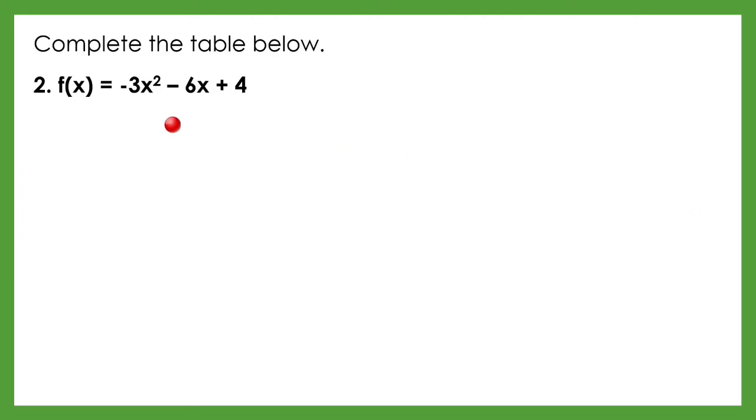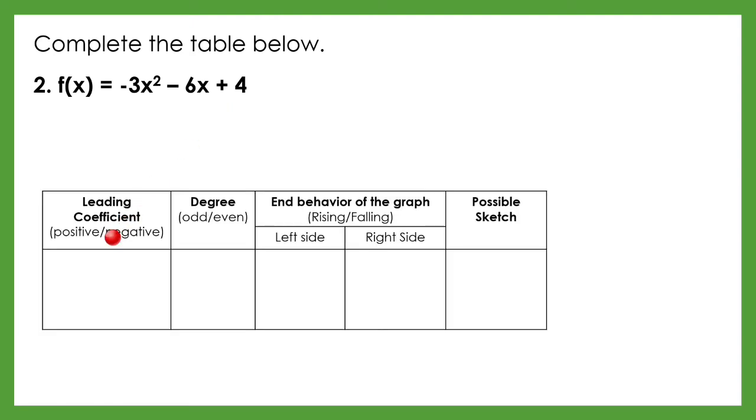Let's have number 2 example. F of x equals negative 3x squared minus 6x plus 4. So, what is the leading coefficient, the degree, the end behavior of the graph, and the possible sketch?